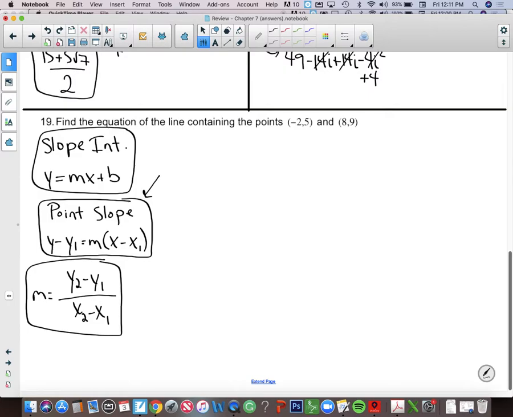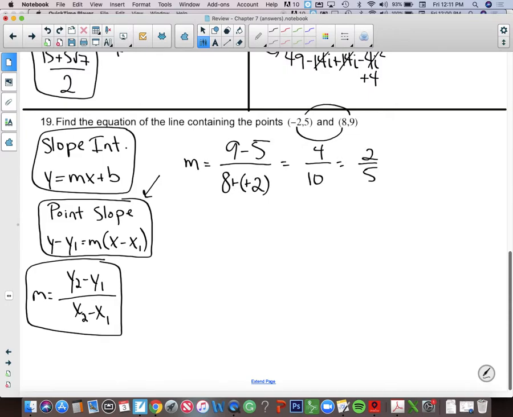So we're going to do y2 minus y1. So that's 9 minus 5 over x2 minus x1. 8 minus a negative 2. So double negative is a positive. 9 minus 5 is a 4. So we have 4/10. Simplify that down to 2/5. So that's our slope.